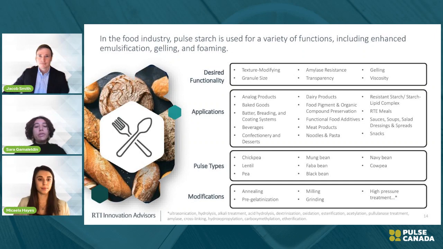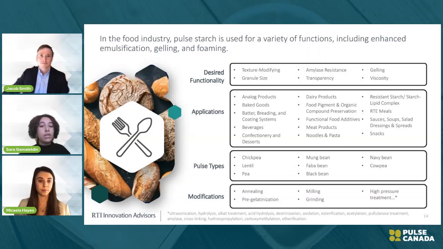So within the food side, this is a general overview slide of what we've seen in terms of functionality, application, pulse type, and modification. Just to give a quick overview, some of the desired functionalities included texture modifying, amylase resistance, gelling, granule size, viscosity, but as Jacob mentioned earlier, there was really a wide variety of functionality that I'll touch on in more detail later.